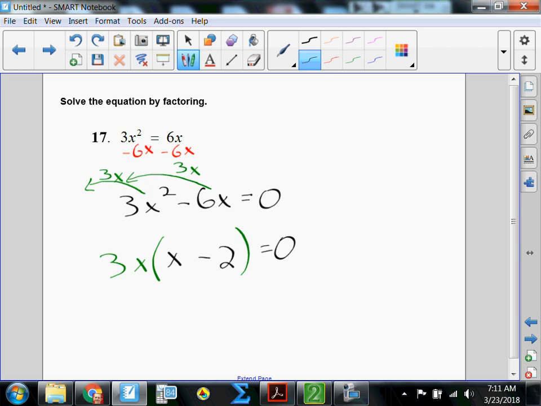And that's the only factoring I have to do. So now I can solve it. I can say 3x equals 0 and x minus 2 equals 0. Divide by 3 and x equals 0. Add 2 and x equals 2.